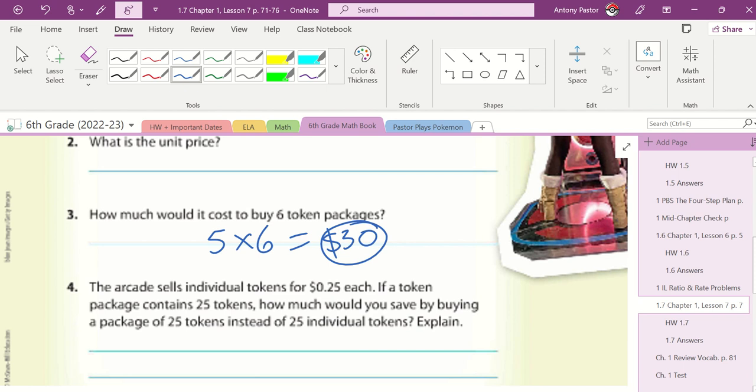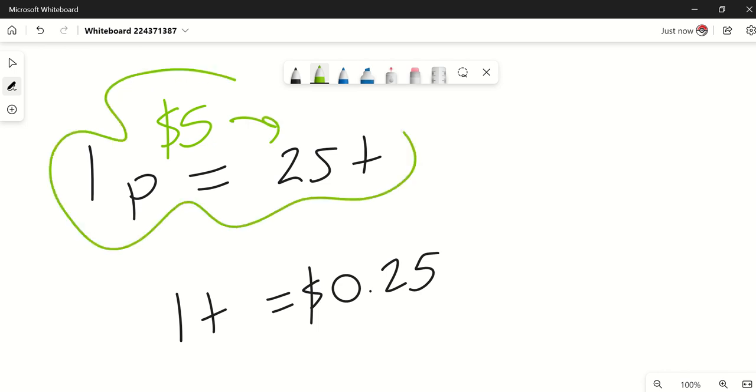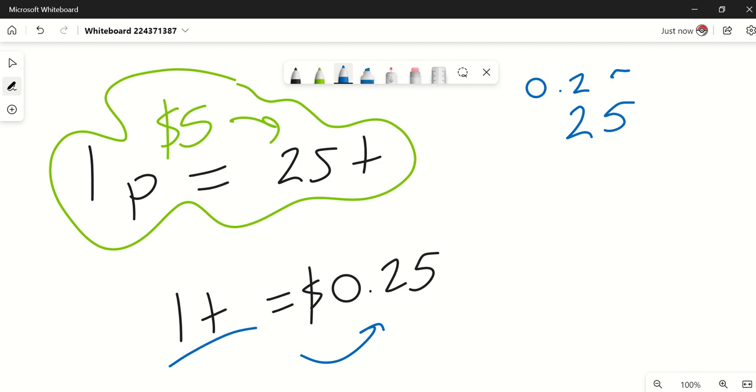So we're going back to the original problem. The package of tokens is going to cost me $5. So one package costs me $5, and I'm going to get 25 tokens. So this is all in one bubble. One package is $5. It gives me 25 tokens. If I were to buy 1 token apiece for 25 cents, to get 25 tokens I would have to multiply by 0.25, because each token costs 25 cents.